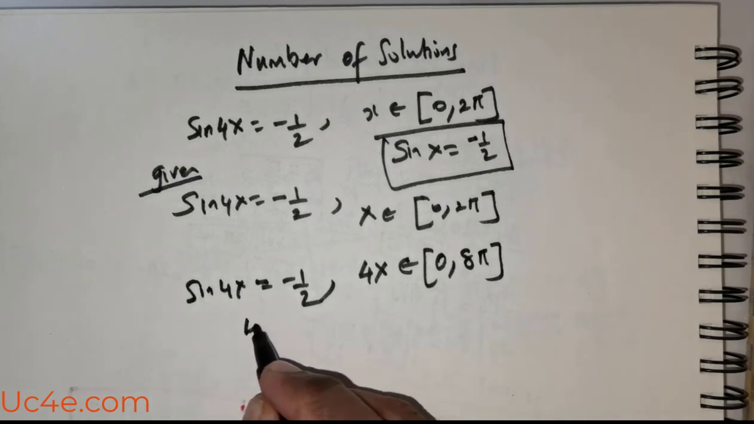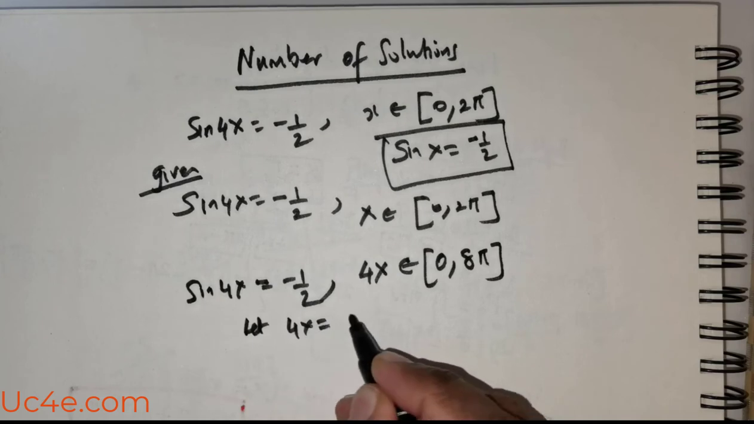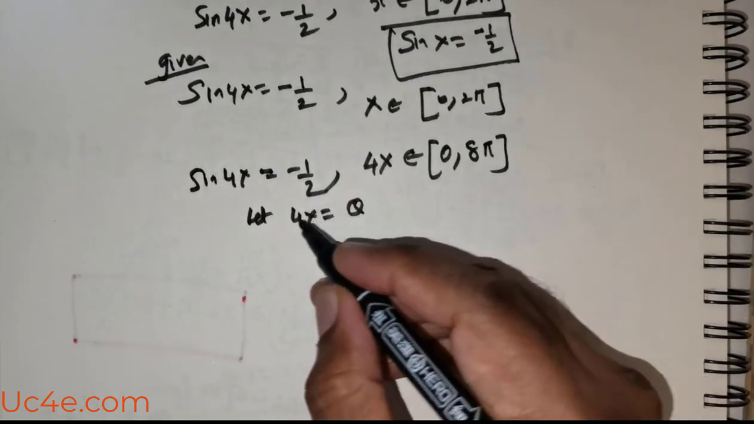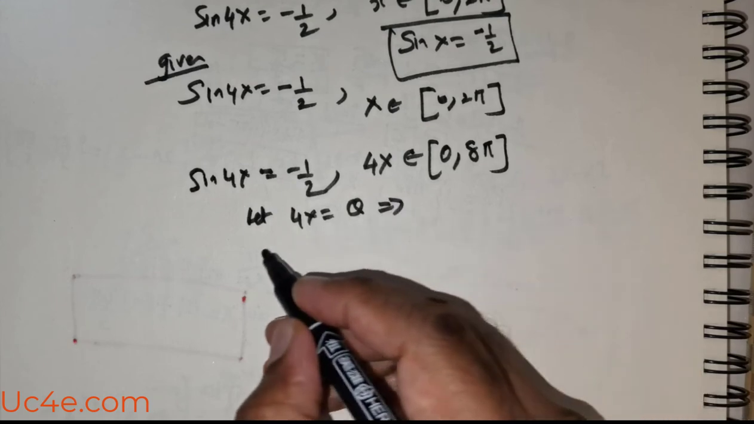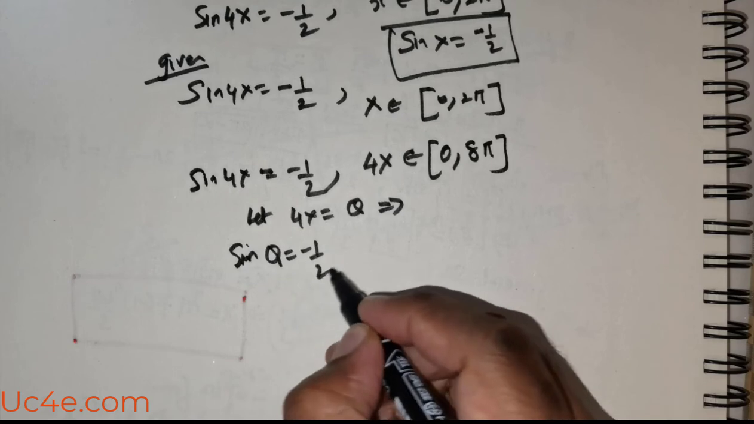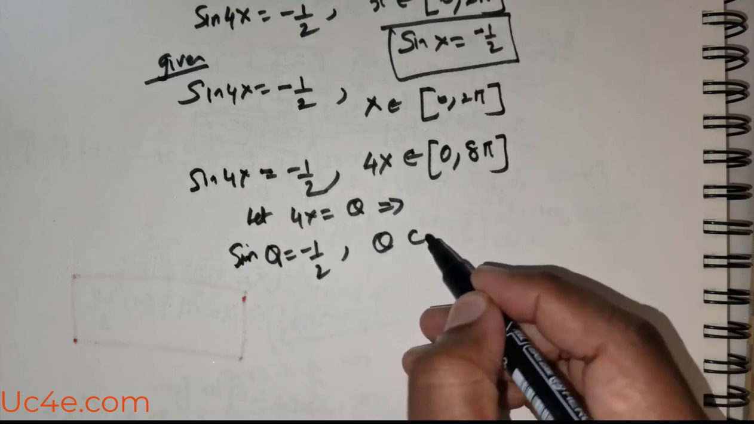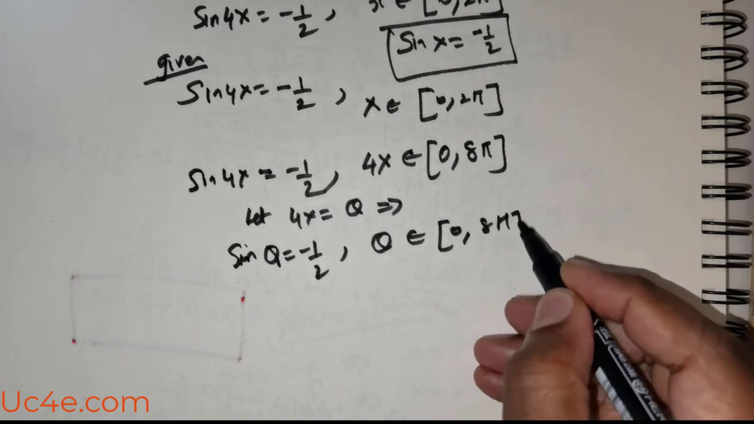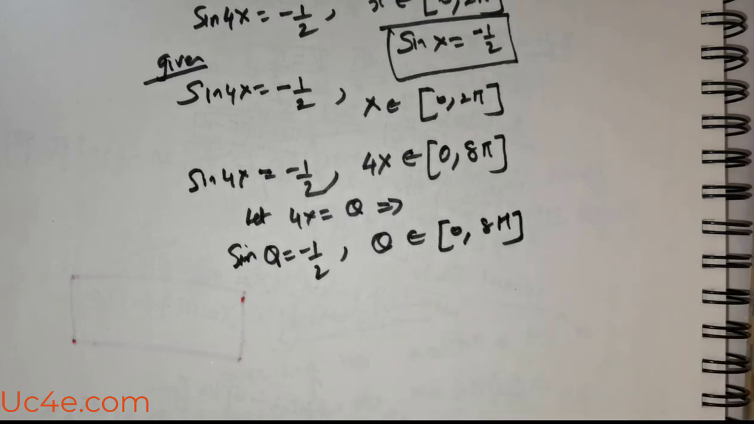Now the next step is I would like to let 4x be equal to theta. So if I take 4x equal to theta, then that would mean I now have sine theta is equal to negative 1 over 2, where theta is in the interval 0, 8 pi. Right, now if you were to draw this, then the graph would look something like this.